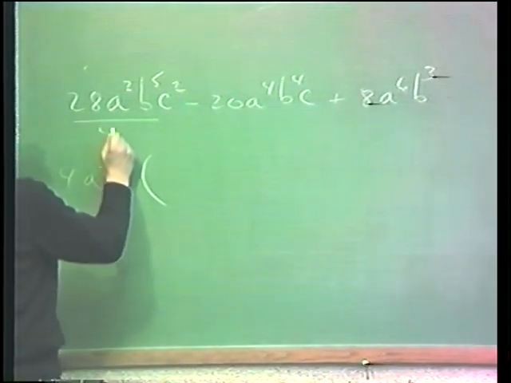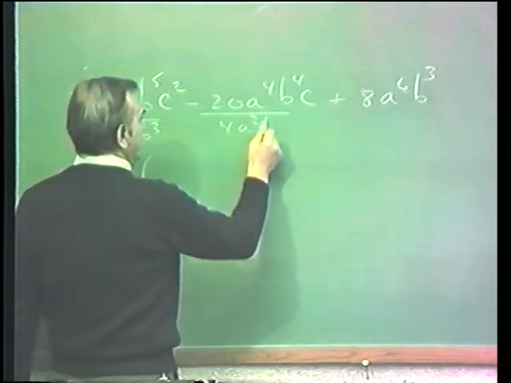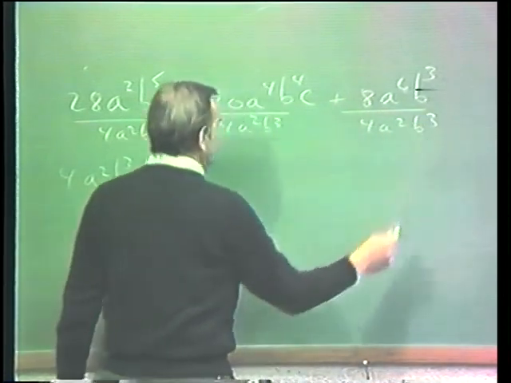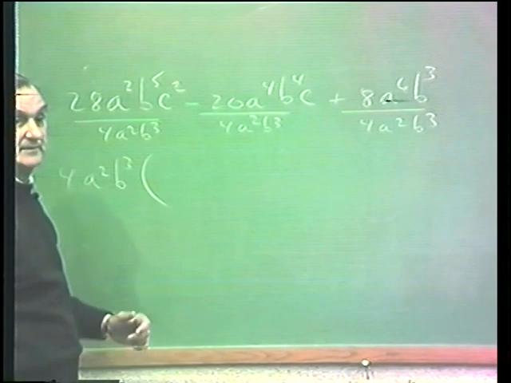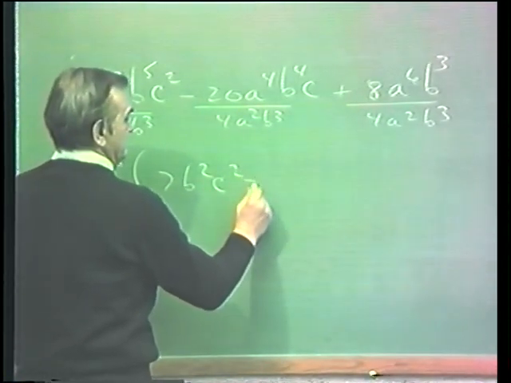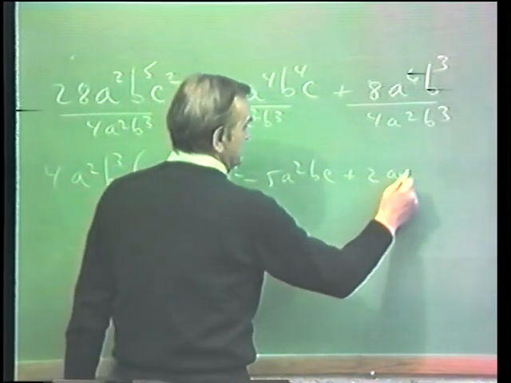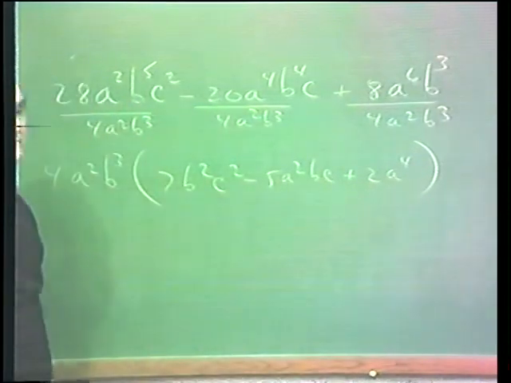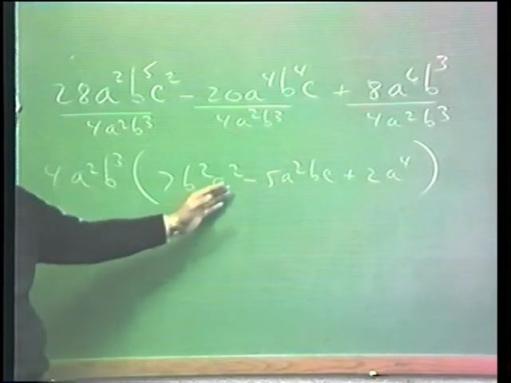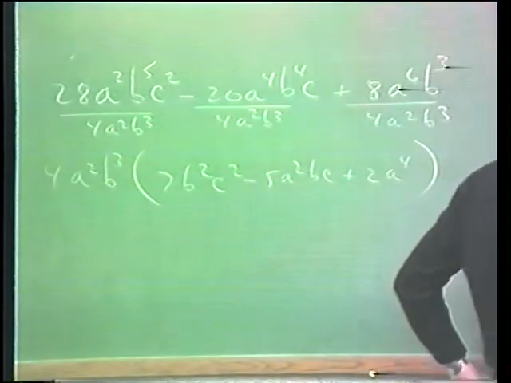We're now going to divide each term of the original expression by what we have decided to extract. If we do this correctly, what do we get, Tony? 7b squared c squared minus 5a squared bc plus 2a to the fourth. Beautiful. Are there any questions on how he got what he had inside? Just short division. Let's try this problem.